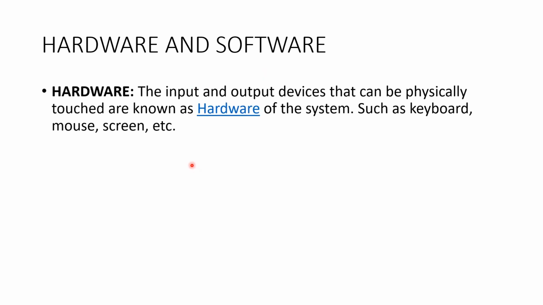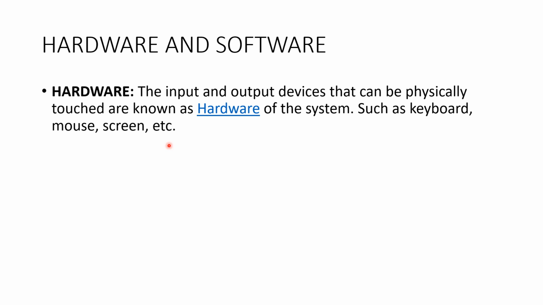What is hardware? The parts of the computer that we can touch are called hardware. The input and output devices that can be physically touched are known as the hardware of the system. I told you, children, the parts of the computer that we touch physically are called hardware. Examples are the keyboard, you can touch the keyboard, the mouse, yes, and the screen, speakers or printers. All of these come under hardware.